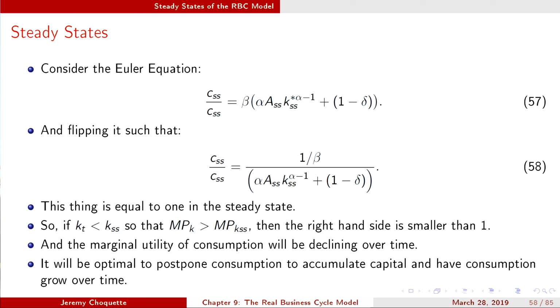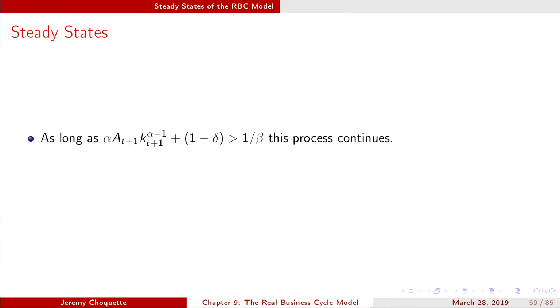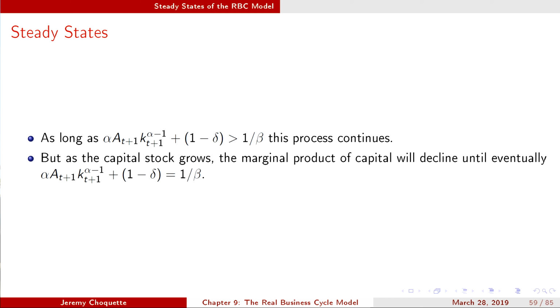Basically what this says is that there isn't enough capital in the economy. So we're going to consume less and save more. So we're postponing consumption to accumulate capital, save, and then have consumption grow over time, because as we save more, we consume less today, but we get to consume more tomorrow. So as long as this marginal product of capital is larger than 1 over beta, this process will continue. But as the capital stock grows, the marginal product of capital declines until eventually we achieve equality here.